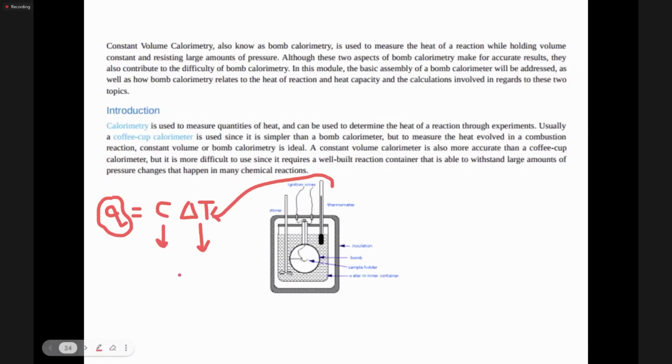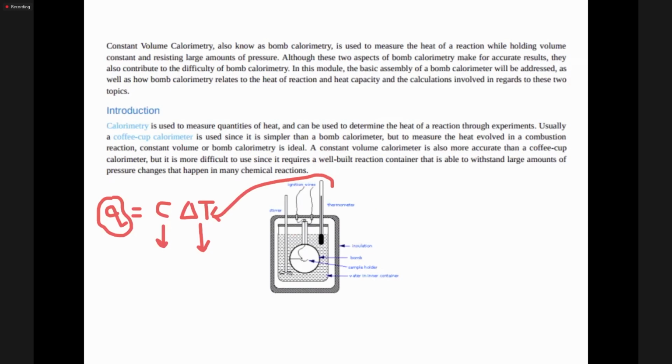So in this case, we will have a coffee cup calorimeter. A constant volume calorimeter is also more accurate than the coffee cup calorimeter, but it is more difficult to use since it requires a well-built reaction container setup that can withstand the very large pressure change that can take place in many chemical reactions.